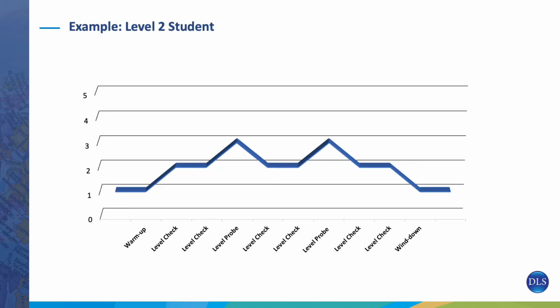So here is an example of an OPI for a level 2 student. You can see that during the warm-up, the tester starts off at level 1, which is generally true for OPIs. The tester will usually start out at a level 1.